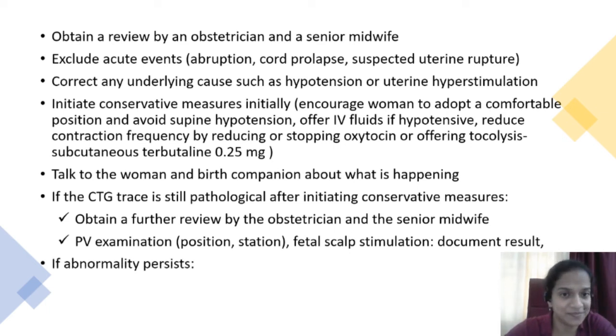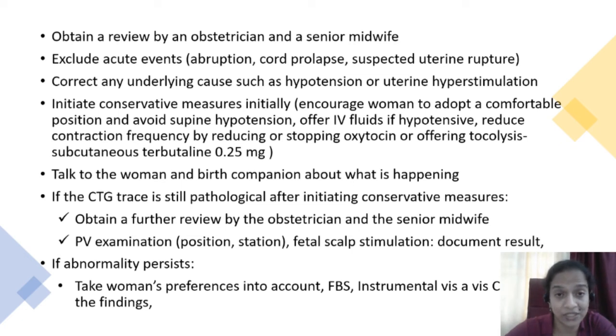If the abnormality persists, then you need to take the woman's preferences into account. You may have to consider an FBS. I know she's in second stage. It may be easier to say that you would try and deliver her. But for example, if the head is high and you think that the second stage cesarean may be difficult and you would like to actually assess whether there is acidosis for the baby, you could consider an FBS in second stage as well. But the other options that are available to you, again depending on the findings, would be an instrumental delivery or a cesarean section.